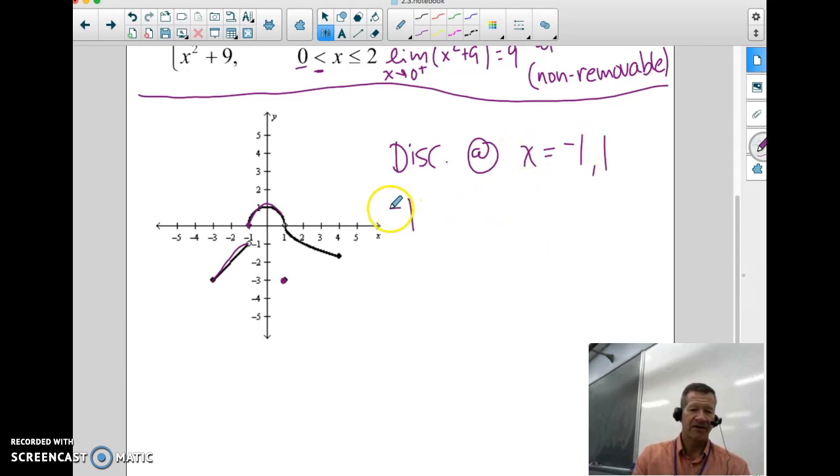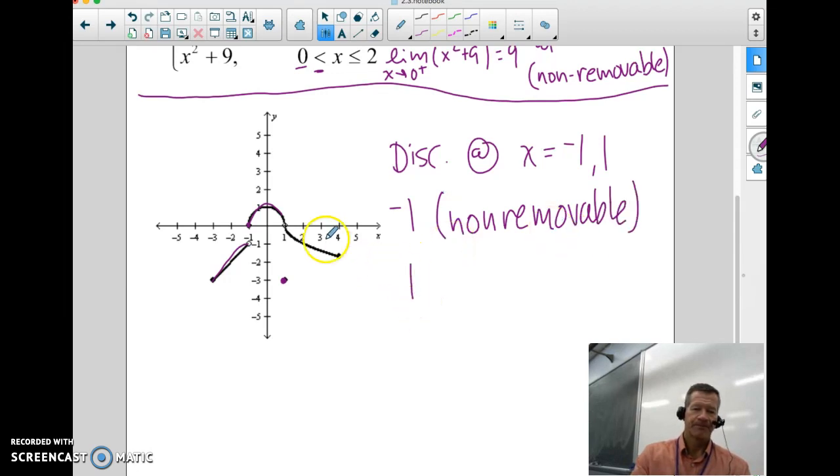Now -1, there's a jump. Notice the limit will not exist. The limit as I approach -1 from the left will be -1. The limit as I approach -1 from the right will be 0. There's a jump there. So -1 is a non-removable discontinuity.